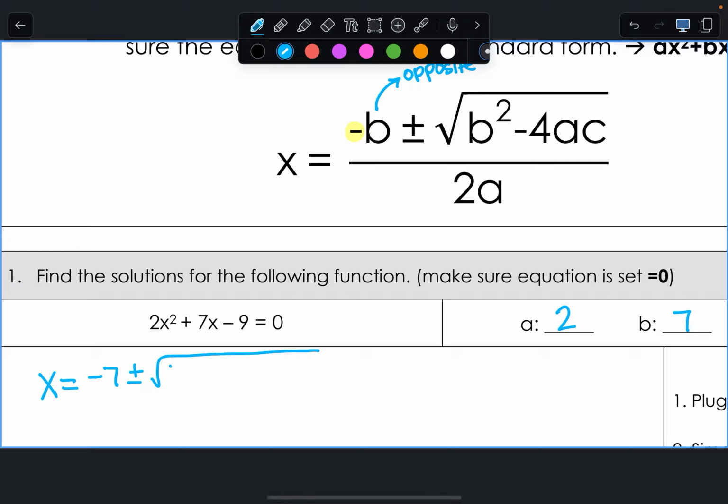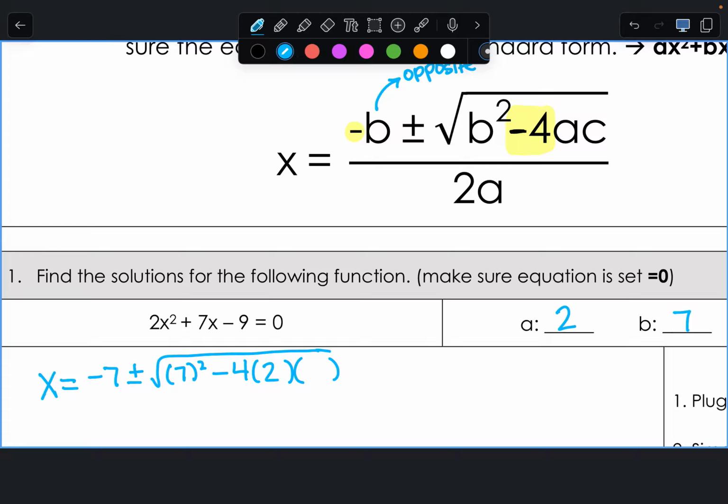B squared. Every time you substitute or replace numbers, make sure you put them in parentheses, even if they're positive. Doesn't matter if they're positive or negative. Now, one question I always get asked every year: will it always be a -4? Yes, it will always be a -4. That's just part of the formula. All right, -4, then you multiply times A and C. What is A? 2. And C is -9.